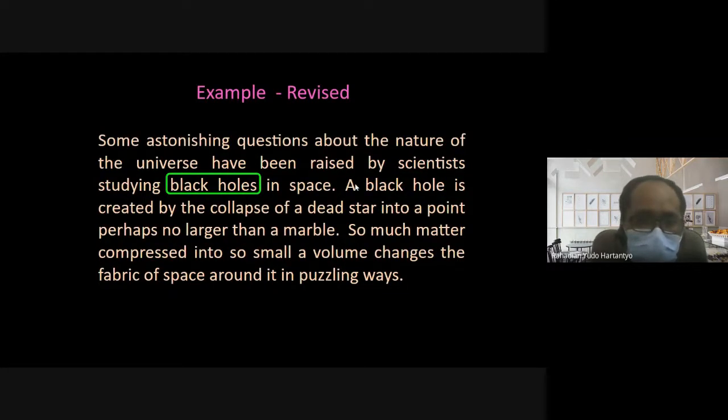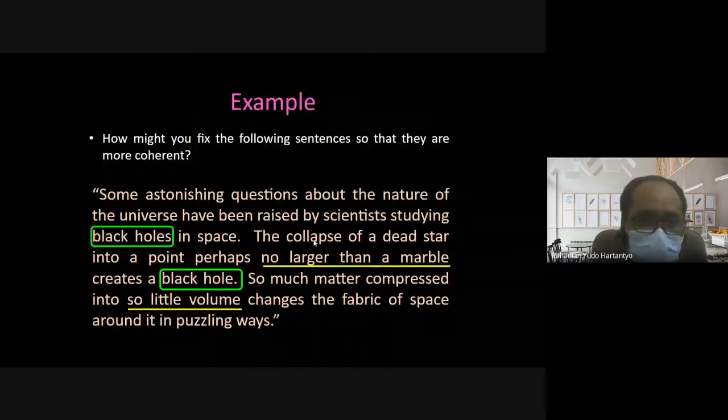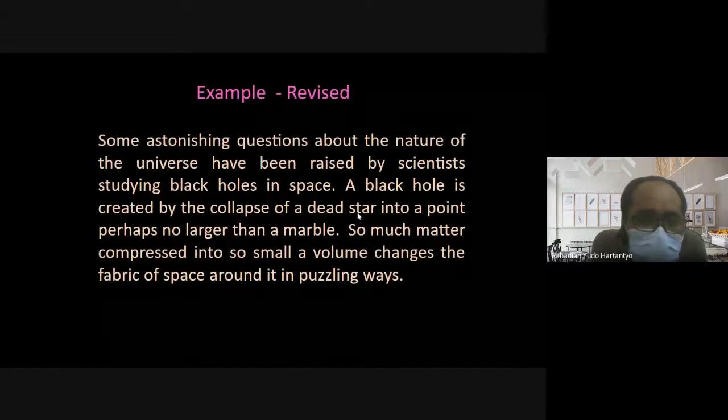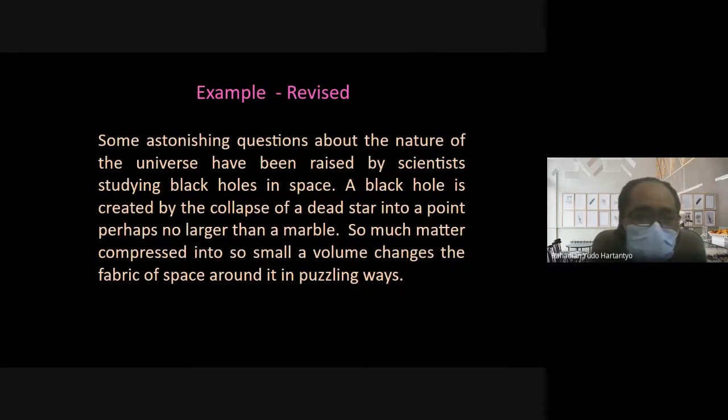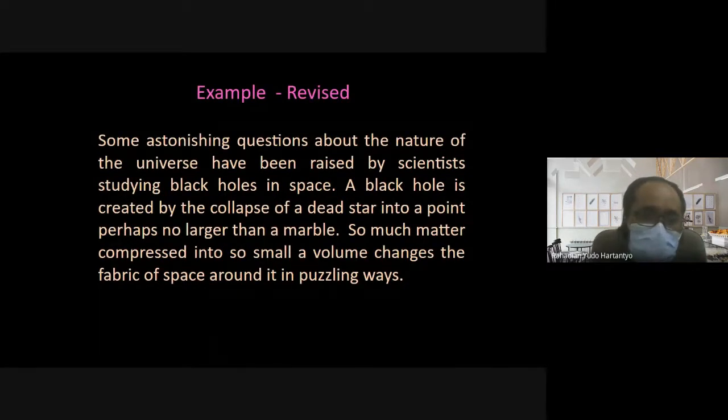We look into the previous slide. The collapse of a dead star into a point perhaps no larger than a marble creates a black hole. Then we can change it into: a black hole is created by a collapse. It's the same sentence, but the structure was changed. So it will make the paragraph coherent, and also cohesive because there is a repetition of the phrase black holes.